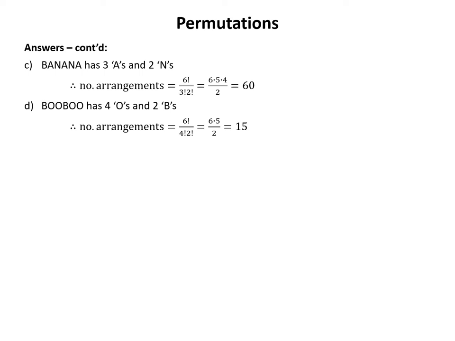which all works out to be 60. And then finally in part D, we see the word boo-boo. It has 4 O's and 2 B's. So we've got all the letters that are in that word. There's actually only 2 unique letters and they're both repeated. And so the number of arrangements equals 6 factorial divided by 4 factorial times 2 factorial. And that works out to be 15. And notice how the number of arrangements gets smaller, generally speaking, as the number of repeated letters increases.